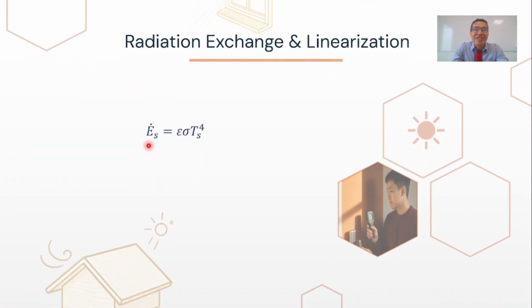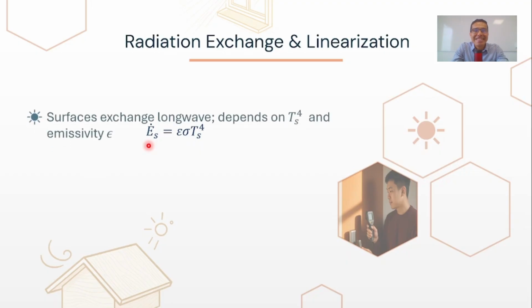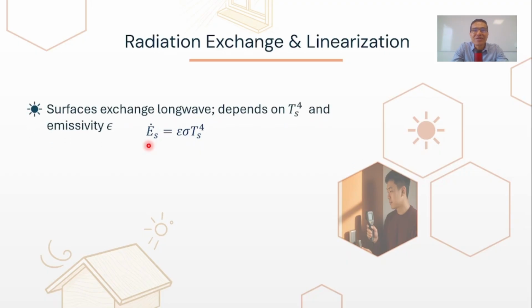Now let's talk about radiation. This is the transfer of heat through electromagnetic waves, and it doesn't need a medium like air or a solid object to happen. Think about feeling the sun's warmth on your skin or the heat from a campfire. Building surfaces are constantly exchanging radiation with each other and with the environment.